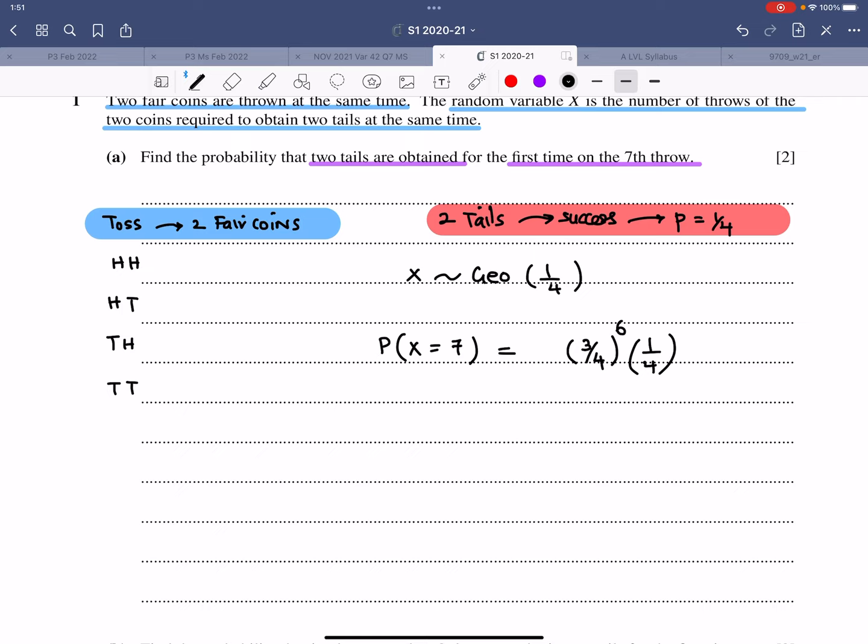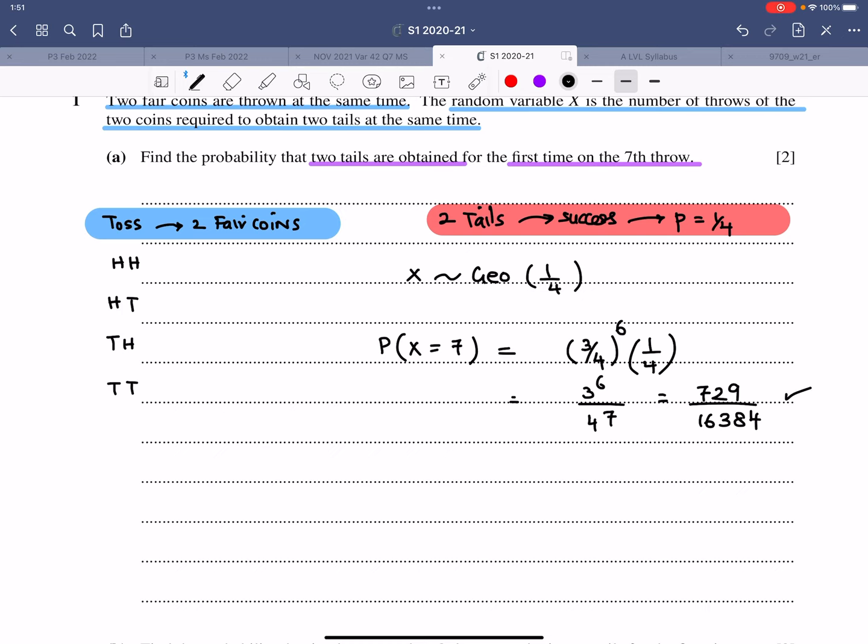And of course, multiply it out, 3 to the power 6, 4 to the power 7, simplify, and write in fraction form, that is 3,729 divided by 16384. Leave the answer as it is, it looks beautiful.